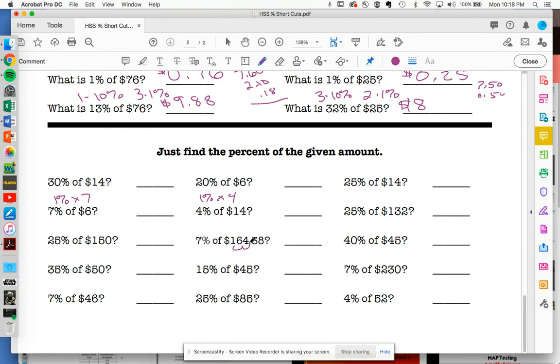Well, here's the deal. Let's round this. This is that instance where if you have an ugly number, you're going to do a little rounding. Do the 1%, which is 1.65 times 7. And you can do that in pieces. What's 7 times $1? What's 7 times 60 cents? What's 7 times 5 cents? And you'll add up all those pieces. This one might be the most challenging one, but try all these. Do all these and see how it goes.